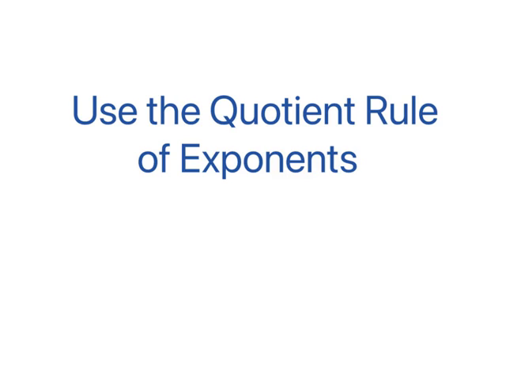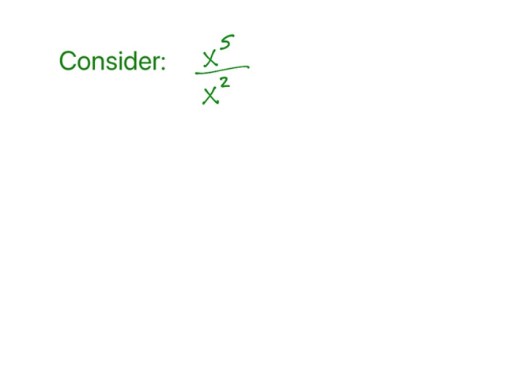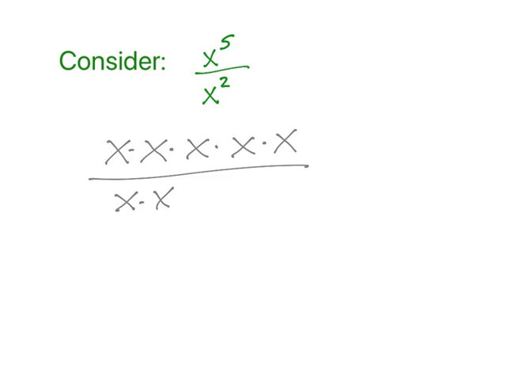Use the quotient rule for exponents. So let's consider x to the fifth over x squared. What does that mean? Well, x to the fifth is saying we have x times itself 5 times, and x squared is saying we have x times itself twice. Well, if I cross out an x and an x, they cancel each other out.